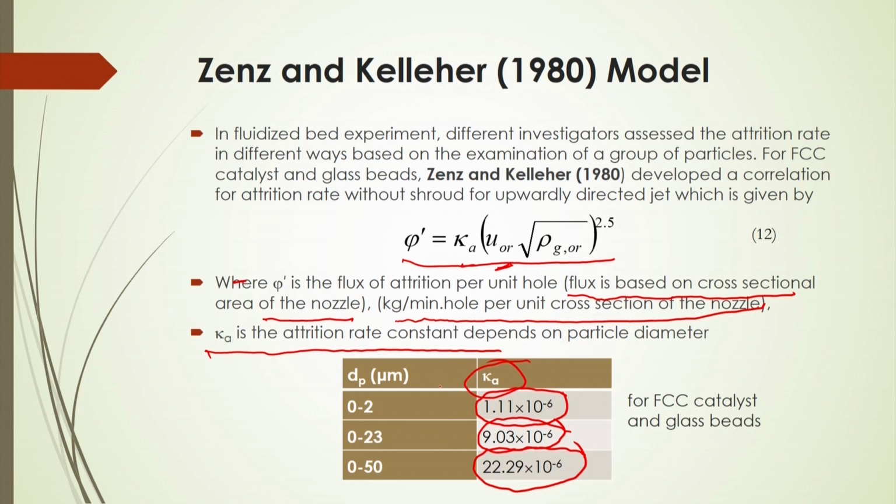And so, after just substituting this K value, and if you know the orifice velocity and the density of the gas, then you can easily say what should be the flux of the attrition rate, the flux of the attrition per unit hole, that can be obtained from this equation 12.